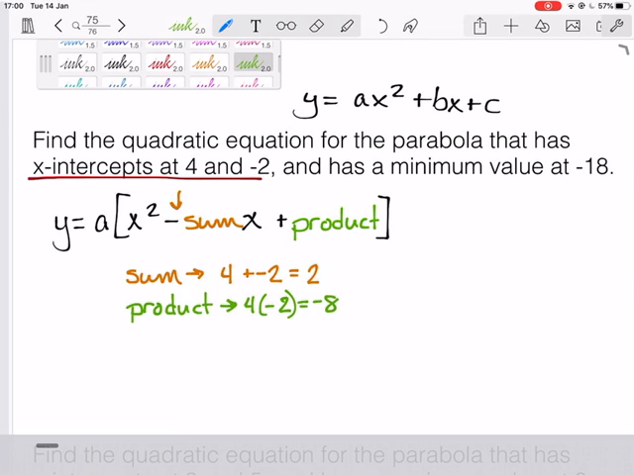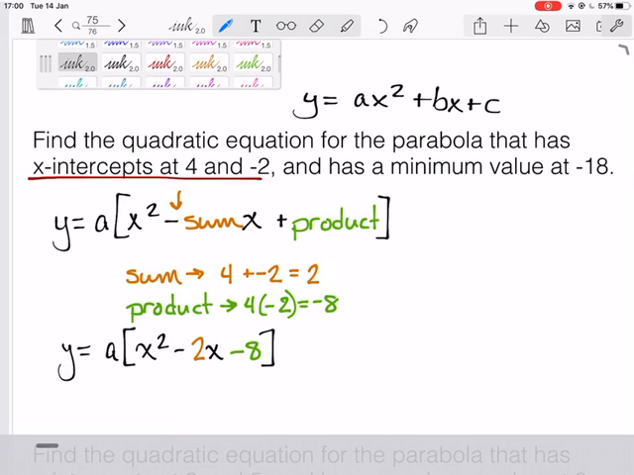And I'm plugging this into my first section. So I have y is equal to a multiplied with x squared minus that positive 2, then times x. And then I would have plus my product, which was plus negative 8. Because I have plus negative 8, I'll just put minus 8. So now we don't have the entire situation. We need to figure out what a is.